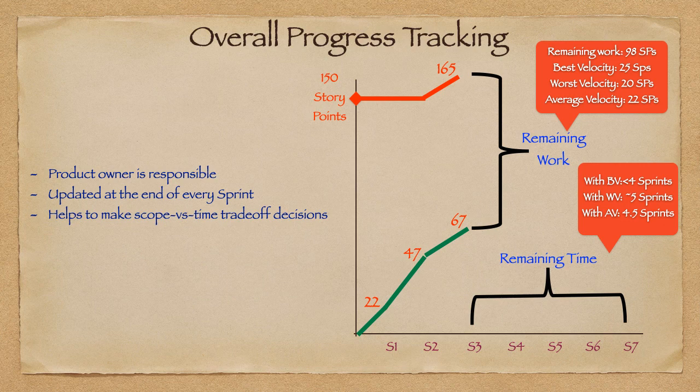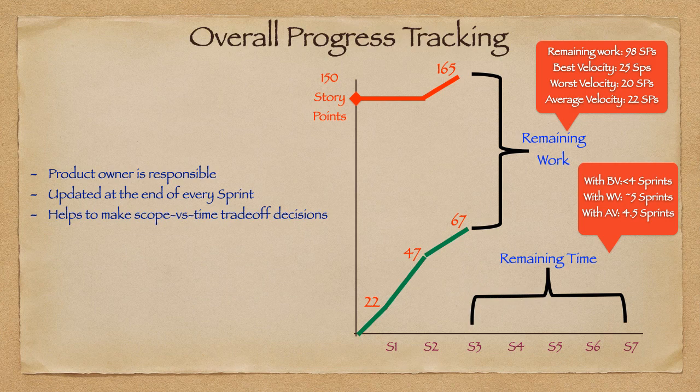So depending upon this information, the product owner can easily make scope versus time trade-off decisions. So what is important? If scope is important, in that case he may request to have 1 more sprint. Or if time is a constraint, in that case, in the backlog, he can reduce one or two items which are low value. So it will be helpful for the product owner from the beginning itself.